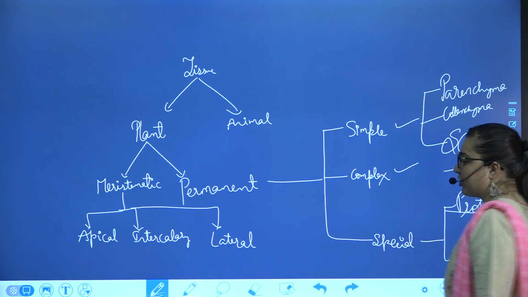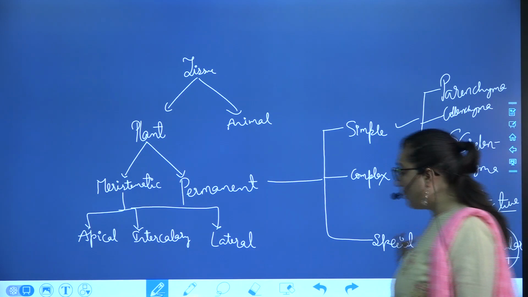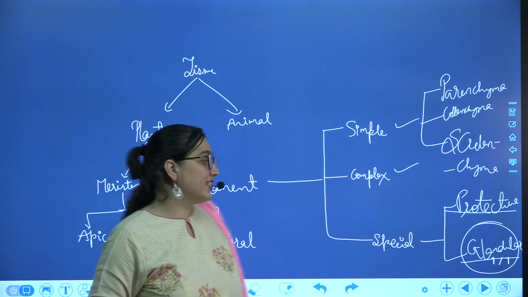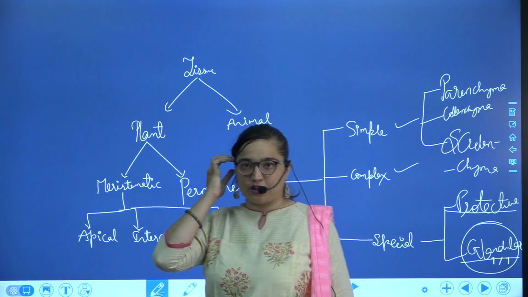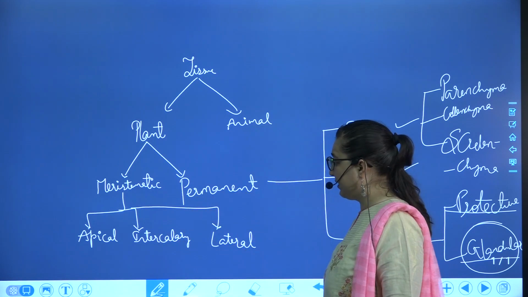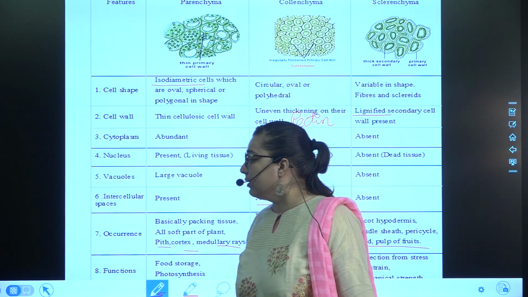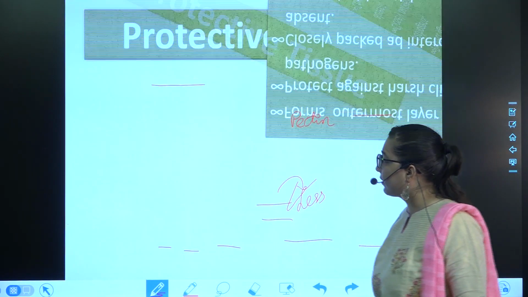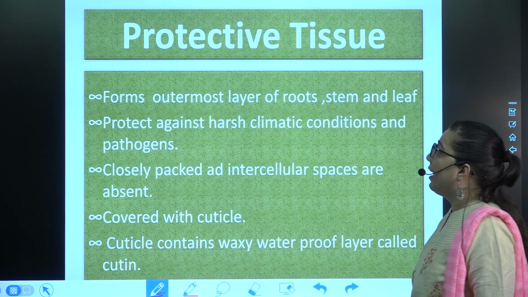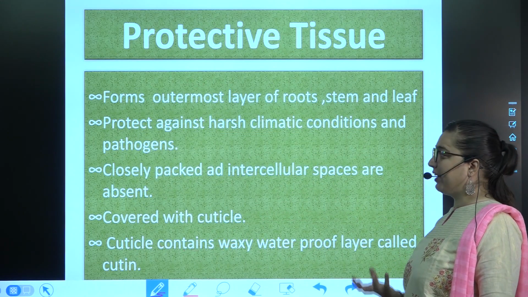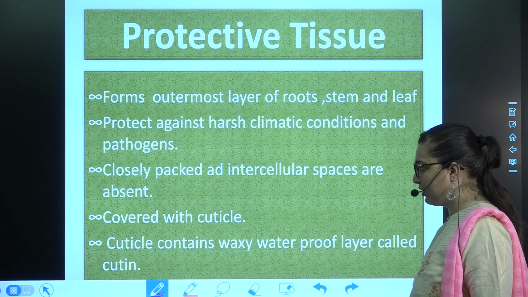Coming to the protective tissue, it is given in detail in your book. So we are going to learn about the protective tissue, and here it is. The protective tissue forms the outer layer, and protective means it is protecting from pathogens or any other harsh climatic conditions.